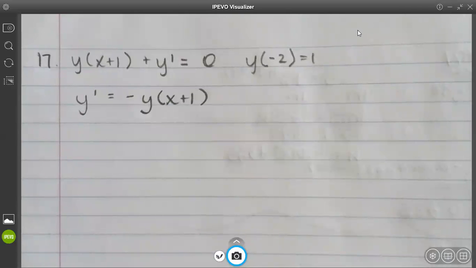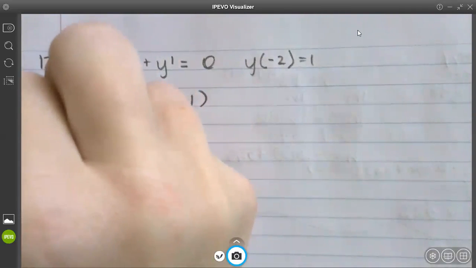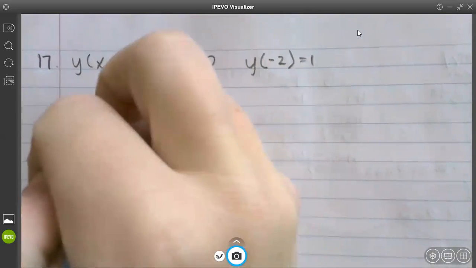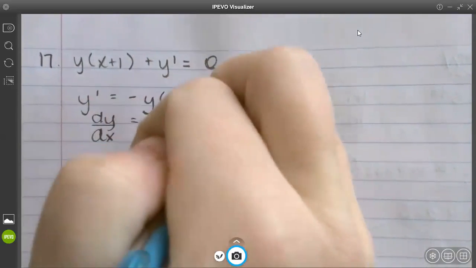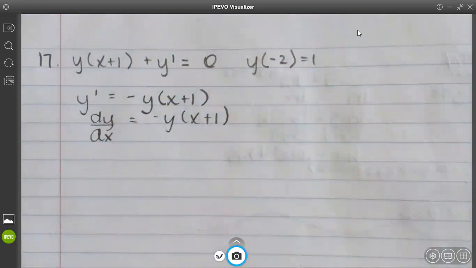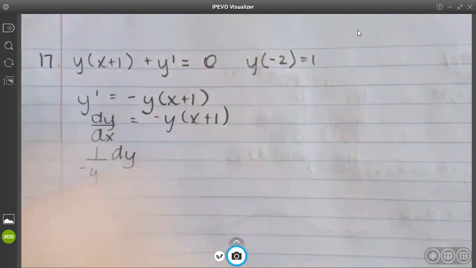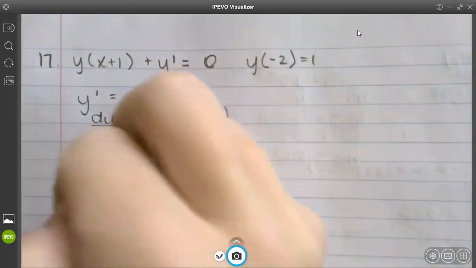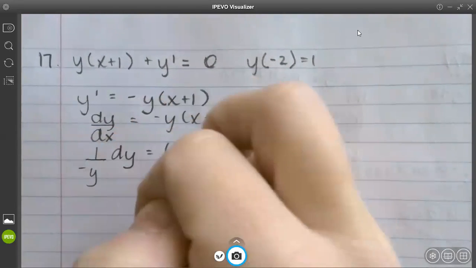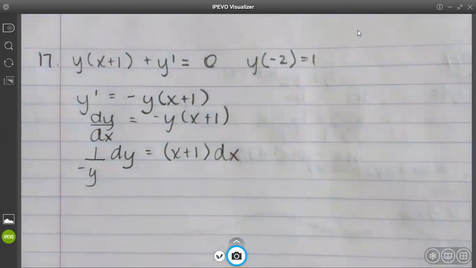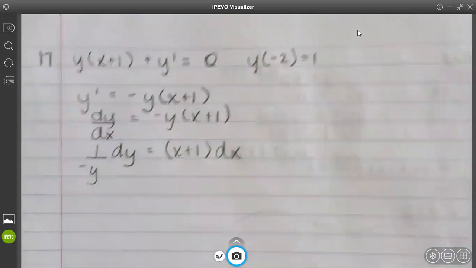All right. Again, I don't like looking at it as y prime. So I do dy over dx equals negative y times x plus 1. I need to get the y on one side and the x on the other. So how do I do that? Divide by the negative y to get it next to the dy, and then multiply by the dx. If you kept the negative with the x plus 1, it'll all turn out the same way. So don't stress about where the negative happens. I just like it with the y over here.